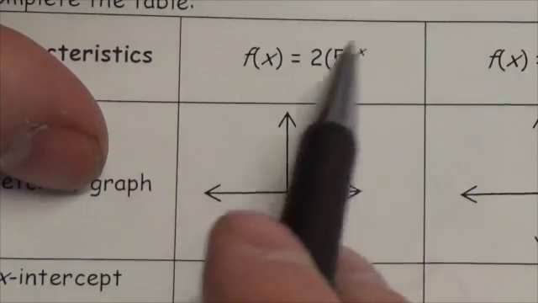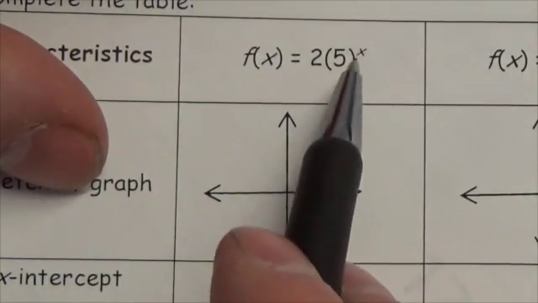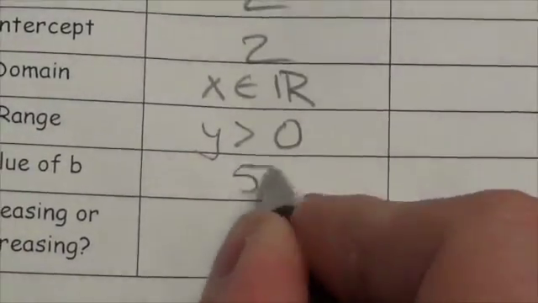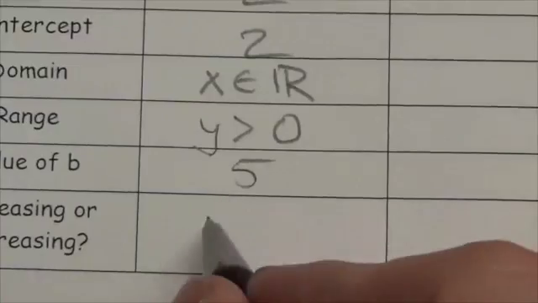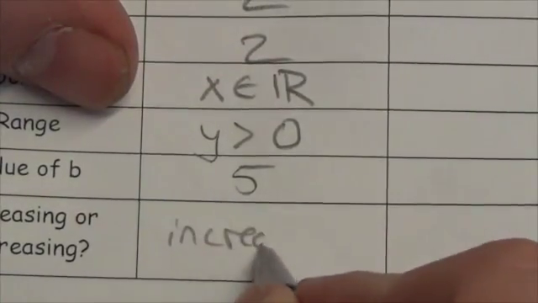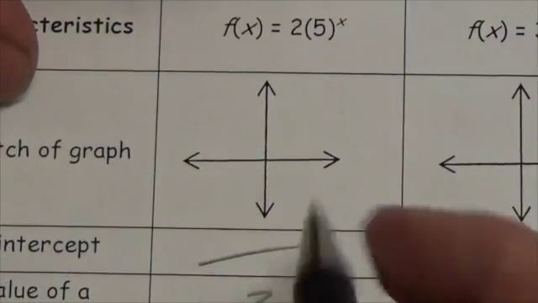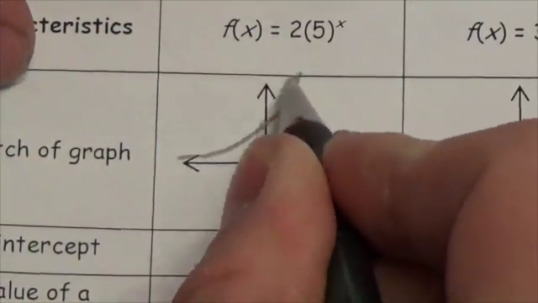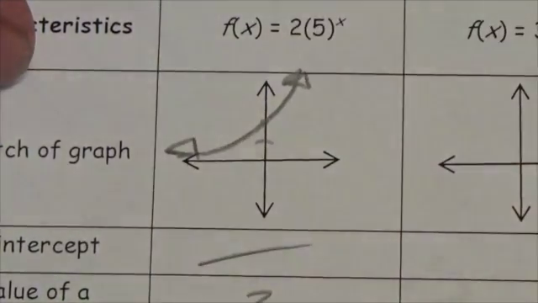The value of b is the base of the power. 2 is not part of that base, it's just 5. So the base here, the b value, is 5. Because this is greater than 1, this is increasing. So now I can go back up to my little graph here. I know that the y-intercept is going to be 2. It's supposed to be increasing. It's going to look something like that.